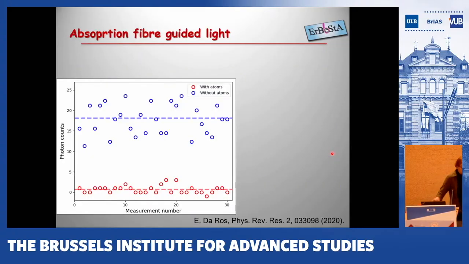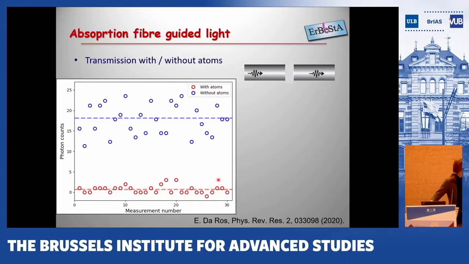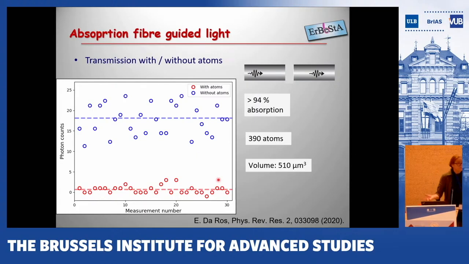And then we have to do many experiments. So we load our trap and we probe, and we load and we probe, and we load and we probe. Blue is without the atoms, and red, all the light has been absorbed by the atoms in the fiber. We get about 94% absorption, and we can trap between 300 and 500 atoms. But we have to be aware that this is a tiny volume of 500 cubic microns.